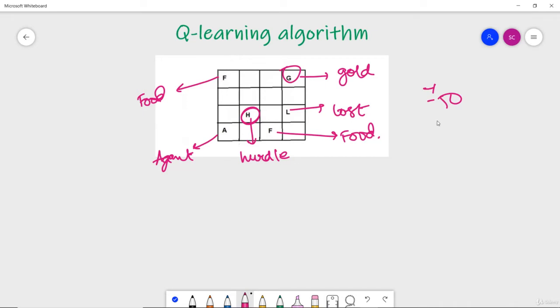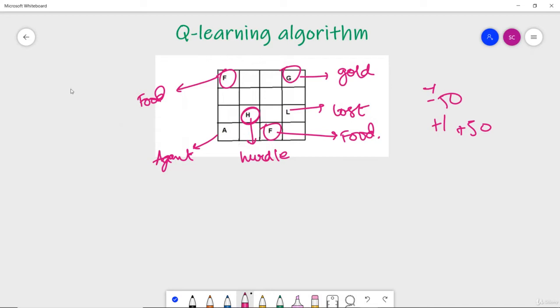The agent can gain 1 point if it lands on a food tile. That means if it lands on both of these food tiles, then it can get +1 point. And the agent gets +50 if it reaches the gold tile and the game will end. Now we know the problem. To get a good solution for this problem, we have to train our agent in such a way that it can reach the gold tile in the shortest path.